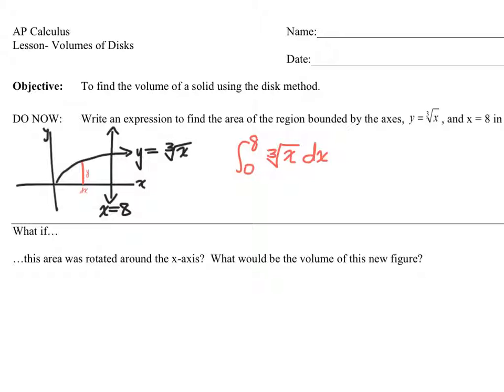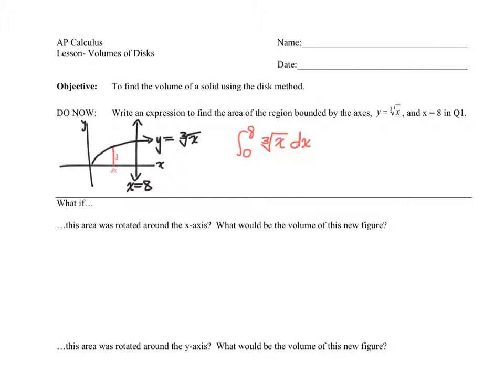All right, so what if this area was rotated around the x-axis? What would be the volume of this new figure? All right, so I'm going to draw that bounded area again. Just the important parts, though. All right, I'm going to spin it around the x-axis. So I'll draw my little symbol to represent the spin.